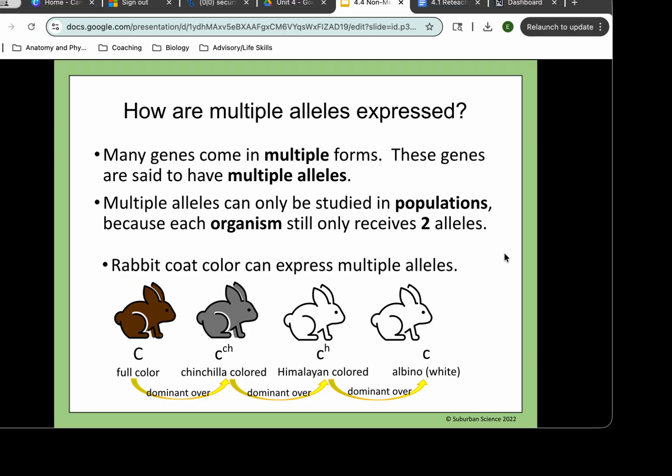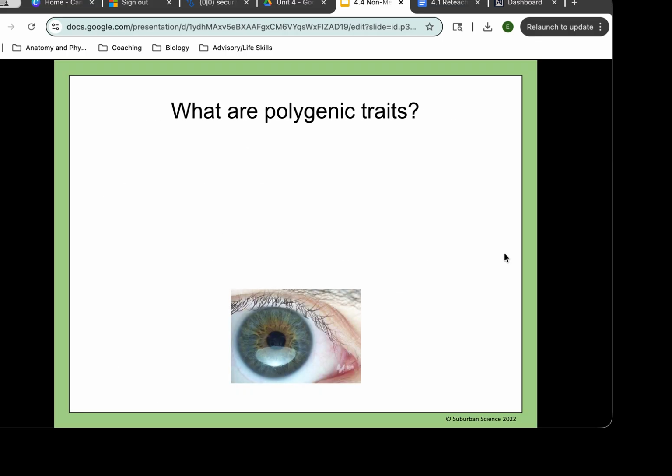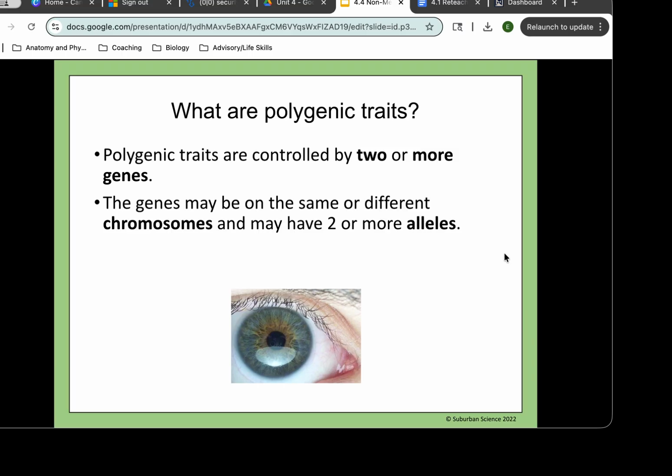And then the last thing we want to talk about today is what we call polygenic traits. Poly means many, so polygenic traits are things that are controlled by 2 or more genes, right? We kind of mentioned that eye color is a little more complicated than just having an eye color gene, because it's actually controlled by several different things. These genes may or may not be on the same chromosome, right? We have 23 of them, so they could be in a lot of places. Sometimes they're both on the same one.